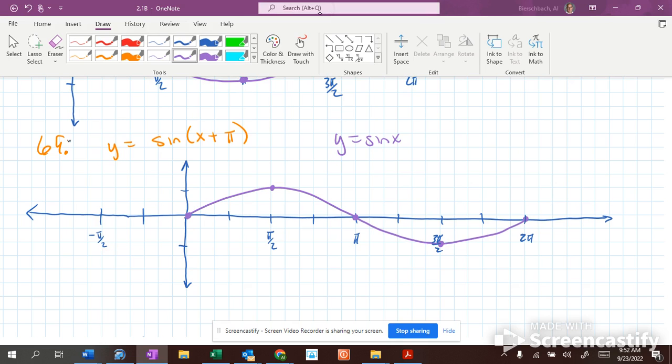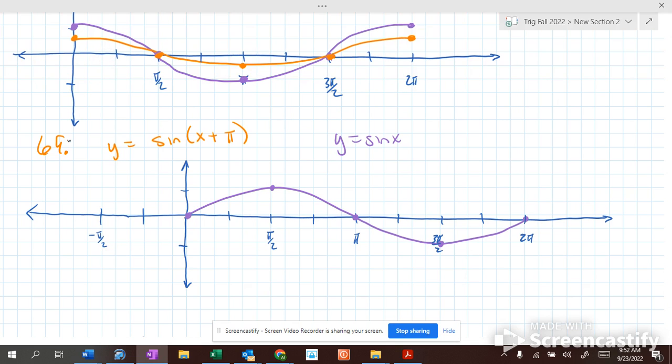So plus pi, if it is in parentheses, you have to think the opposite. So instead of going to the right pi, you should go to the left by pi. Pi to the left is 12 spaces to the left. 1, 2, 3, 4, 5, 6, 7, 8, 9, 10, 11, 12 spaces to the left.